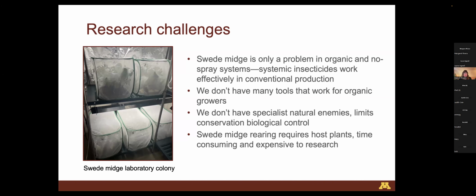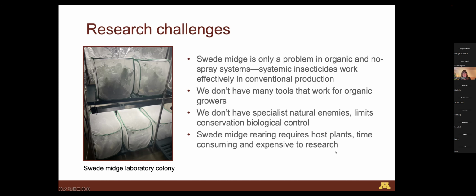We don't have a lot of specialist natural enemies, so we can't recommend conservation biocontrol for this particular pest, even though it's great for other pests in the system. And I know a lot of urban ag folks have this in their minds, protecting pollinators, planting flowers for the beneficials, and basically promoting biodiversity. So that's great. Continue to do that.